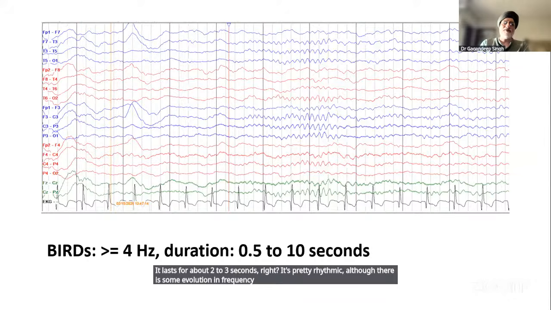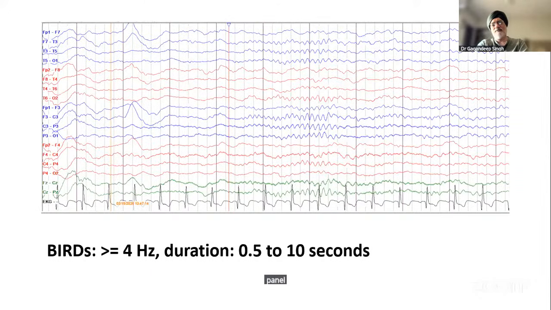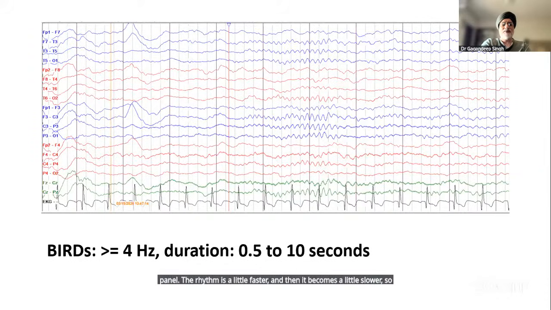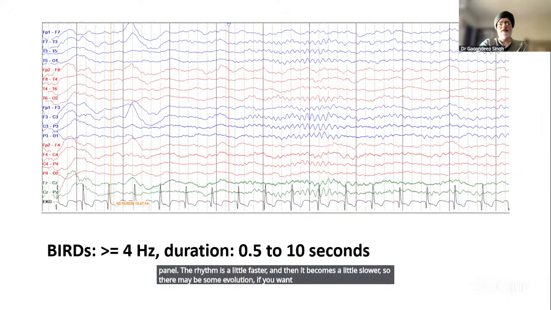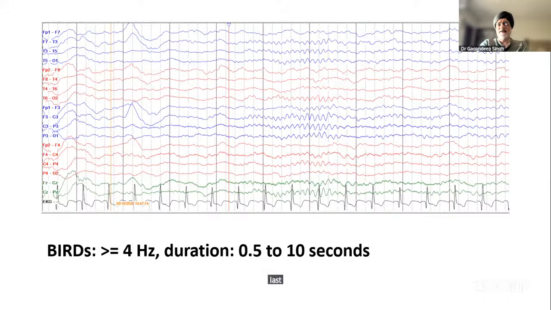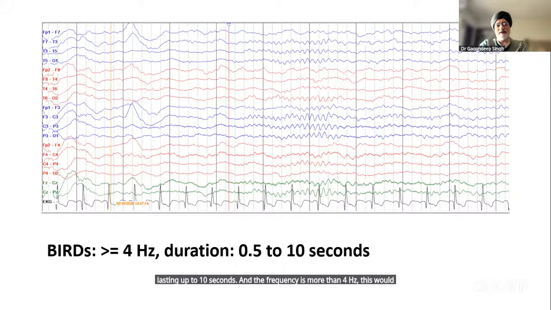The beginning of it in the center of the EEG panel, the rhythm is a little faster, and then it becomes a little slower. So there may be some evolution, if you want to say. It's basically more than 4 Hz. So any rhythm like this, lasting up to 10 seconds, and the frequency is more than 4 Hz, would be classified as BIRDs, right?